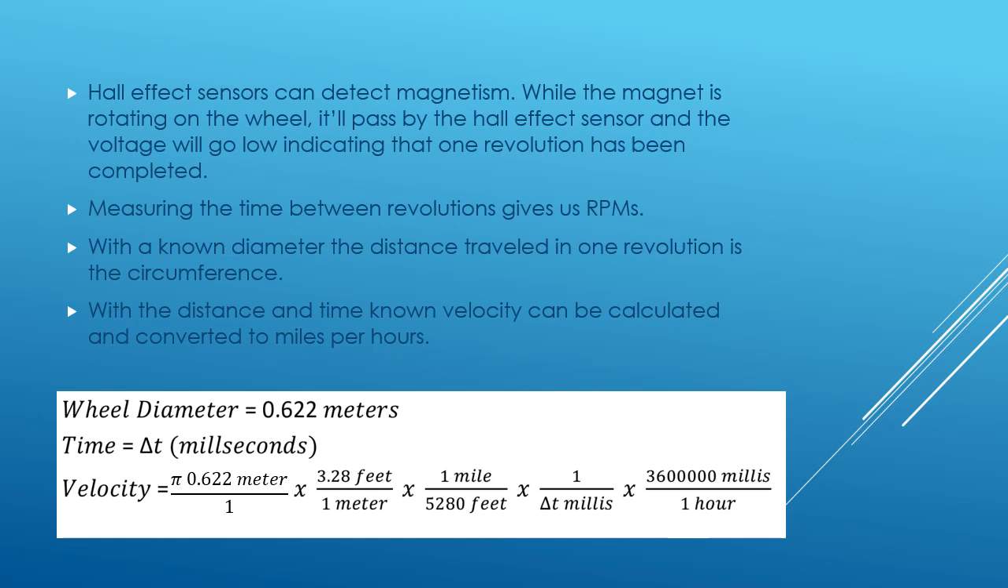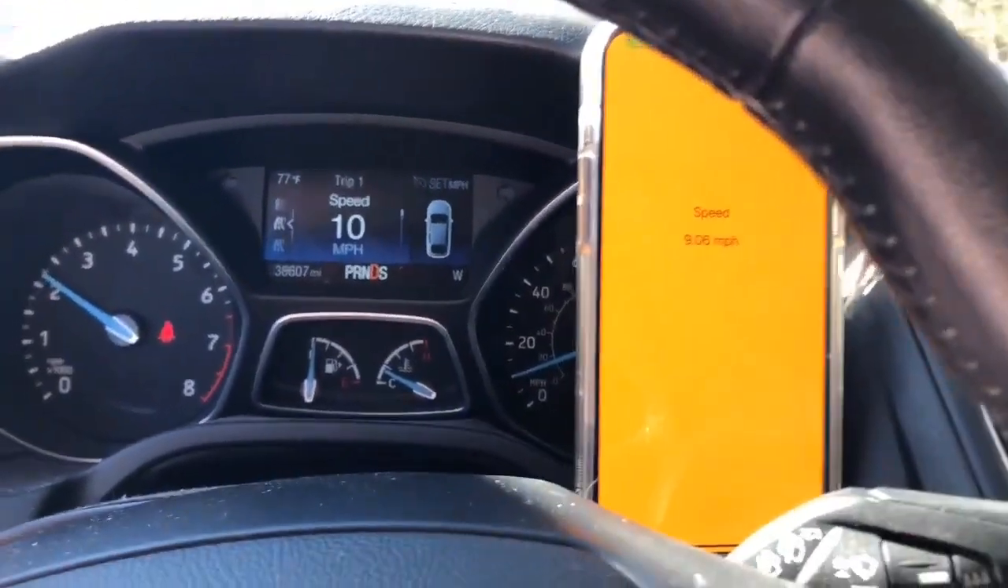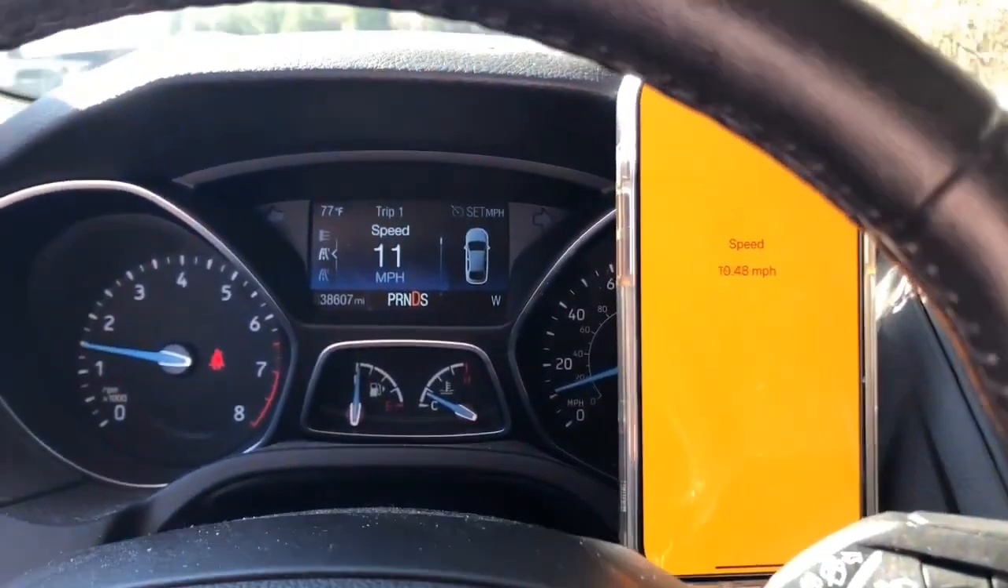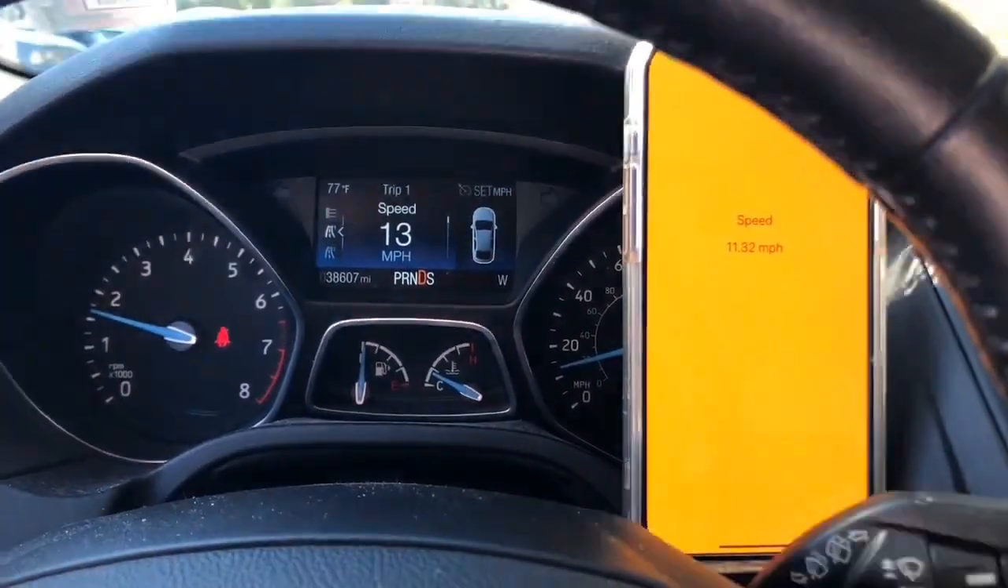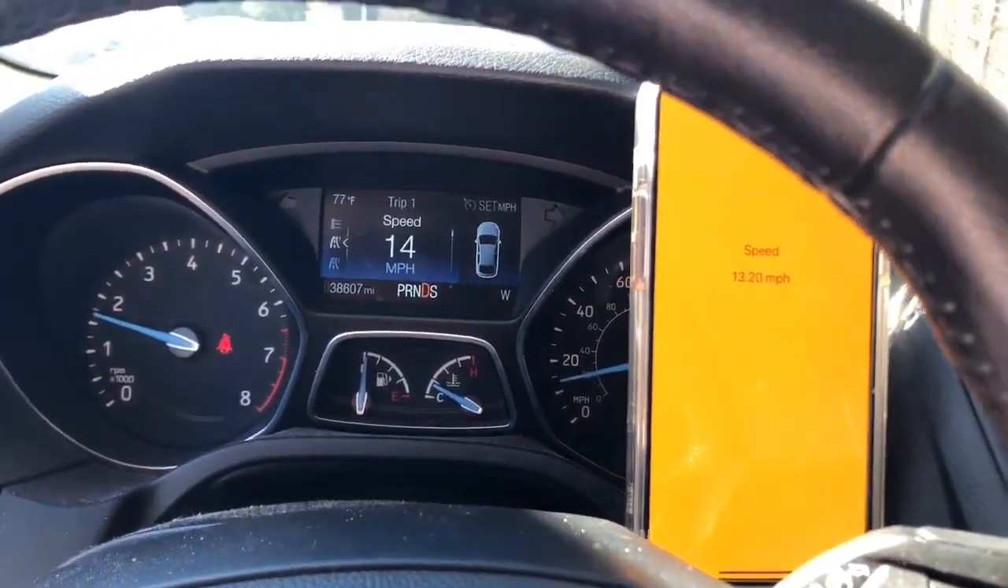Measuring the time between revolutions gives us RPMs. With a known diameter, the distance traveled in one revolution is the circumference. With the distance and time known, velocity can be calculated and converted to miles per hour. To test the design, I did my best to keep up with a moving car with a known working speedometer and compare our results.